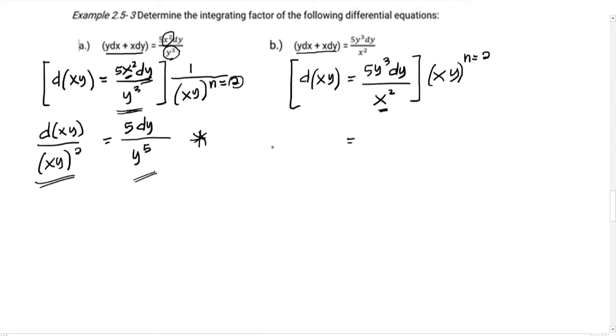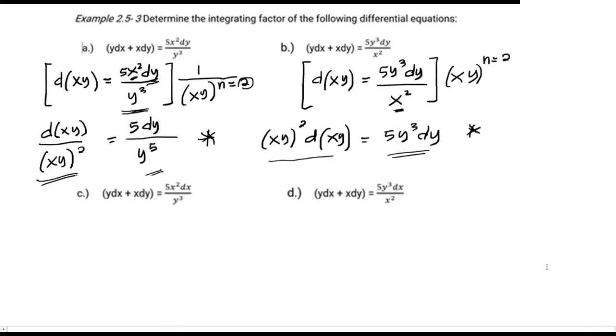And now I will do the multiplication. We have here (xy) squared times the differential of xy is equal to 5y cubed dy. And then in this line, you can proceed integrating the equation. Again, you are going to use the power formula on both sides of the equation.